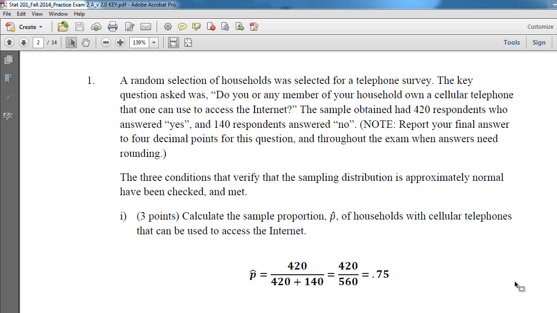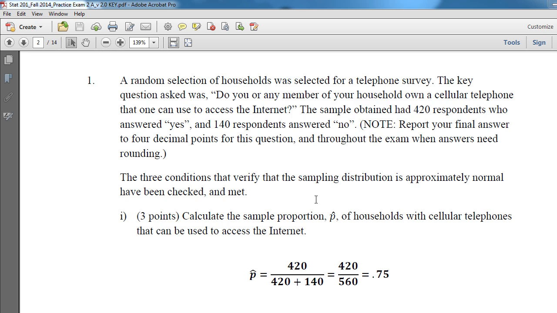Now there are three conditions. It doesn't state in here what the three conditions are, but the three conditions for checking to see if the normal model is appropriate begin with the randomization condition. That means that these people were randomly selected. We don't want to go out and select the first 560 people. We want random people selected that would represent all of the people we could possibly survey in our population of interest.